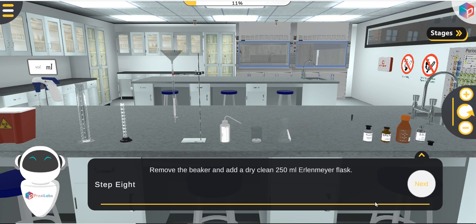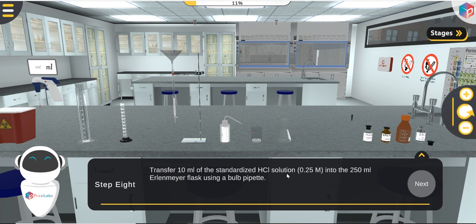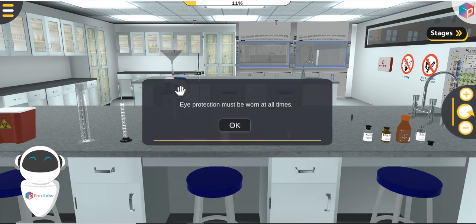What do I do? The next step is to transfer 10 ml of standardized HCl solution into the 250 ml flask using the bulb pipette. This is a bulb pipette. Where is my bulb pipette? Watch that you see the volume. How many? 10 ml. Okay, I have 10 ml.